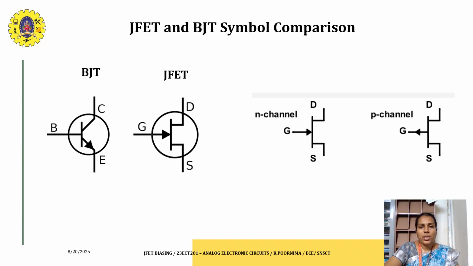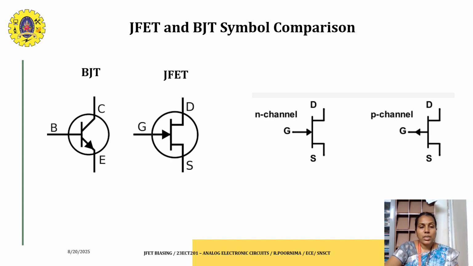BJT is the bipolar junction transistor and JFET is the junction field effect transistor. BJT has base, collector and emitter terminals, and JFET, in this symbol we can see that it consists of gate, drain and source. So what is the basic difference between BJT and JFET?